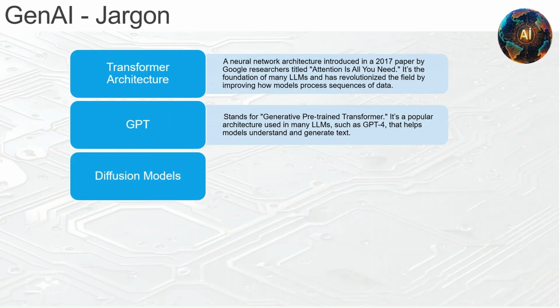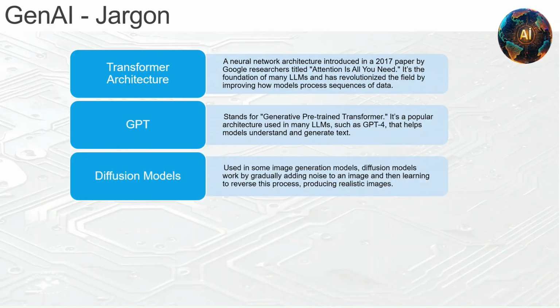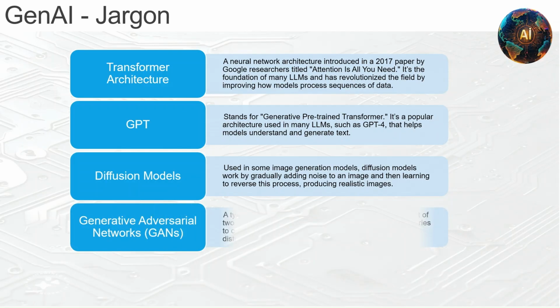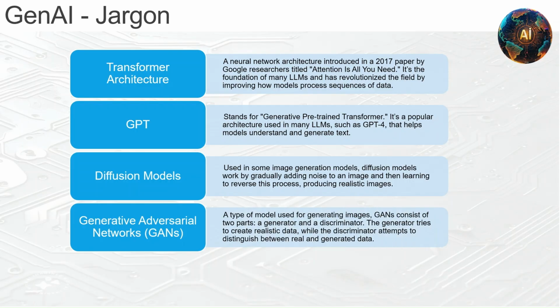For image generation, there are different models. For example, there are diffusion models. Now, diffusion models work by gradually adding noise to an image and then learning to reverse this process, producing realistic images. There are other types of architectures like generative adversarial networks, or GANs, which are used for image generation. GANs consist of two parts, a generator and a discriminator. The generator tries to create realistic data, while the discriminator attempts to distinguish between real and generated data.